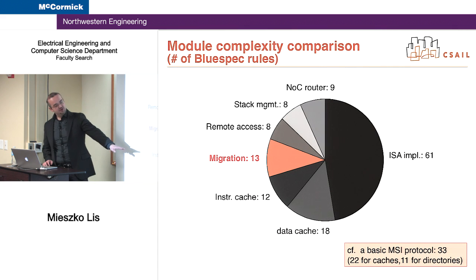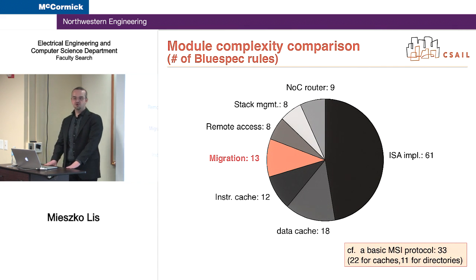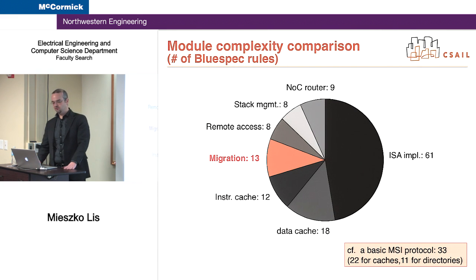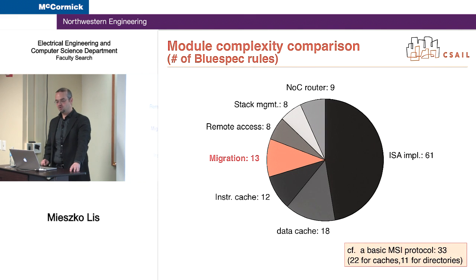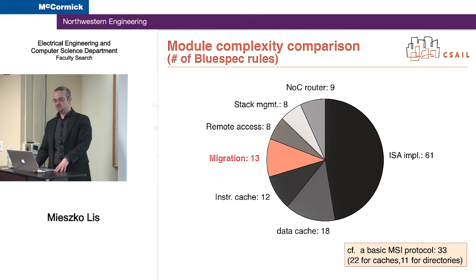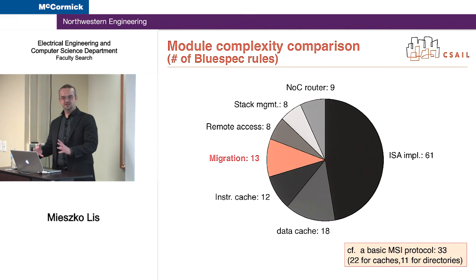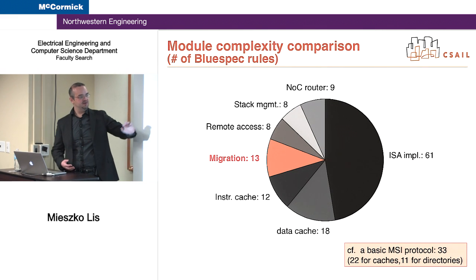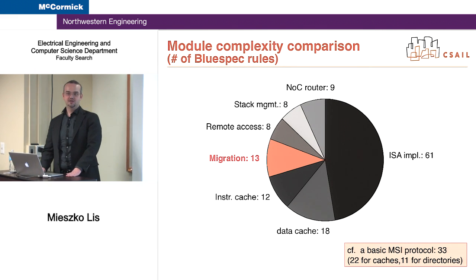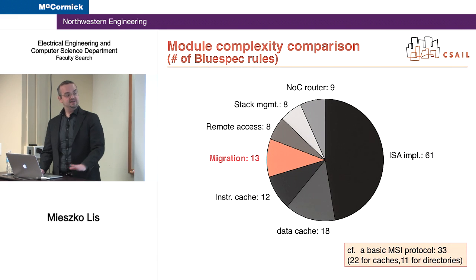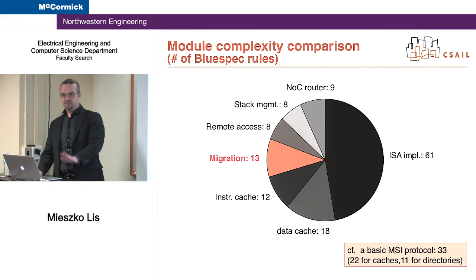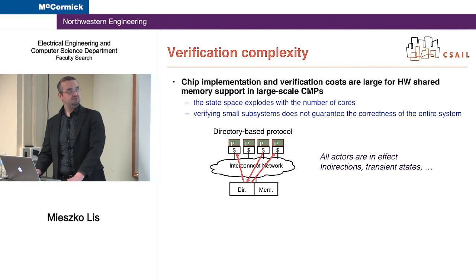In comparison, we implemented a basic MSI protocol, a basic cache coherence protocol, and we found it took 22 rules for the caches themselves to implement this protocol, including all the transient states, and 11 for directories. And this is for a very simple protocol. Adding migration took us 13 rules. So in terms of complexity, we believe it's much simpler than the alternatives.